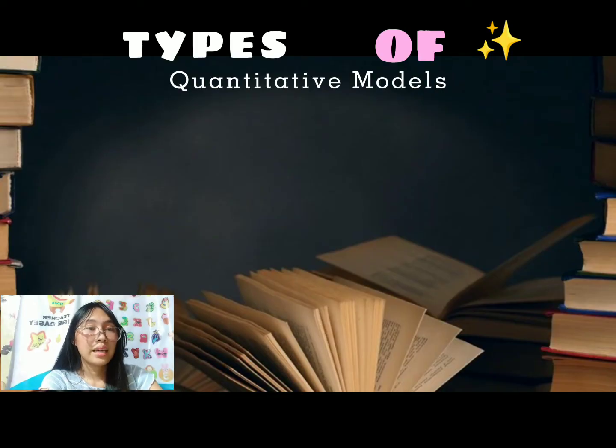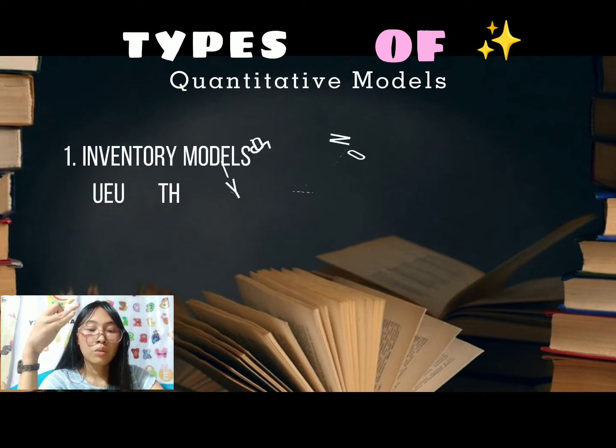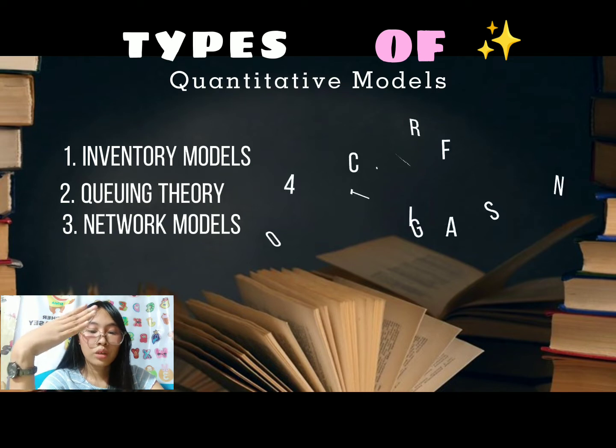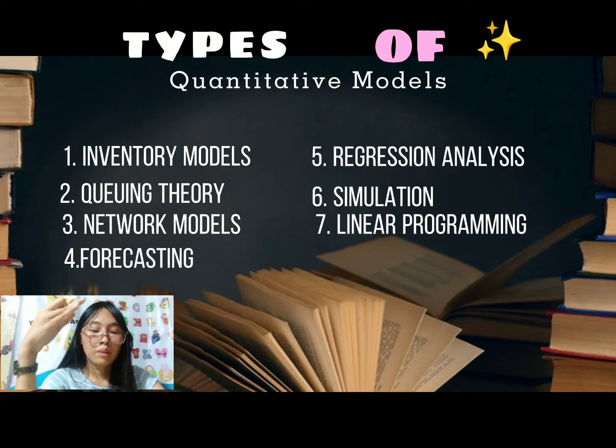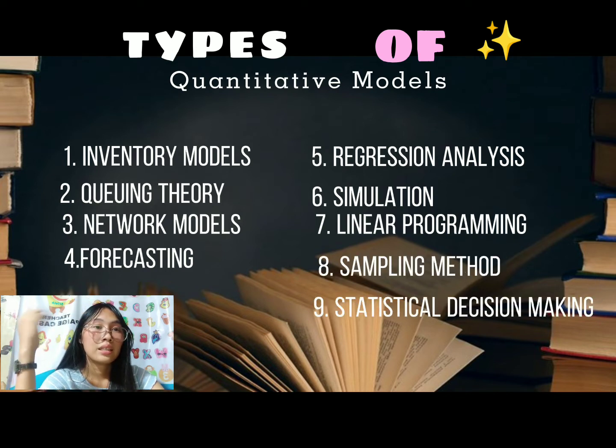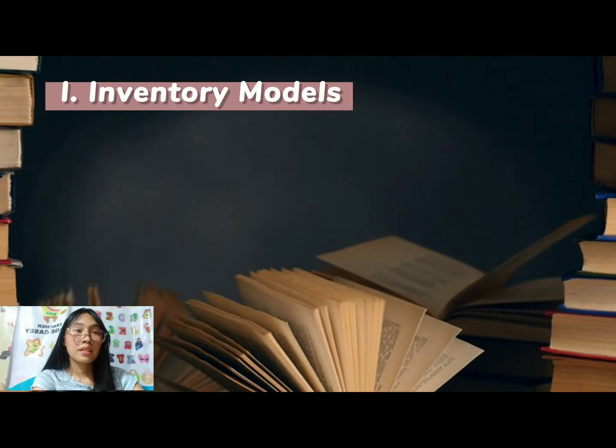Under it, we have 9 types of quantitative models in decision making. First, we have inventory models, queuing theory, network models, forecasting, regression analysis, simulation, linear programming, sampling theory, and statistical decision theory. Let's first have the inventory models.